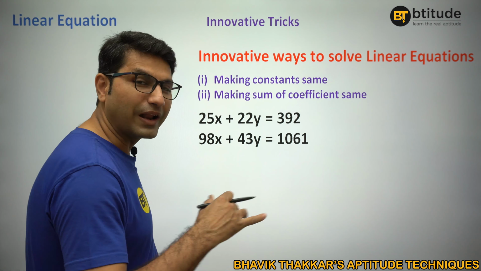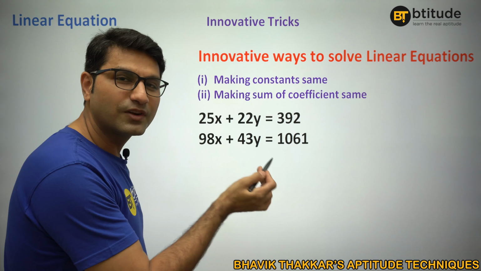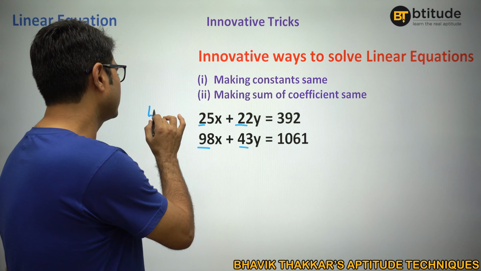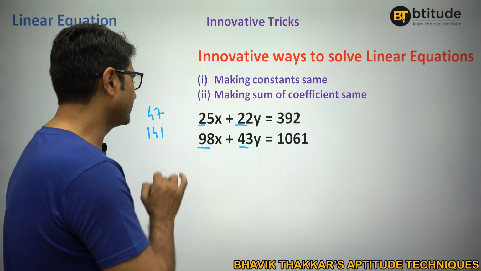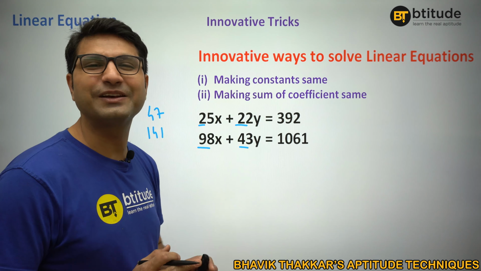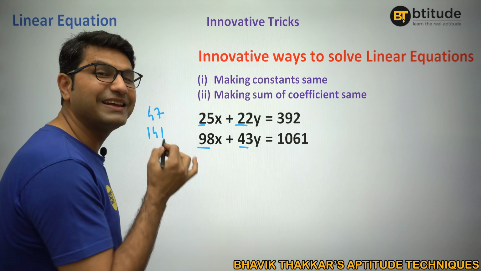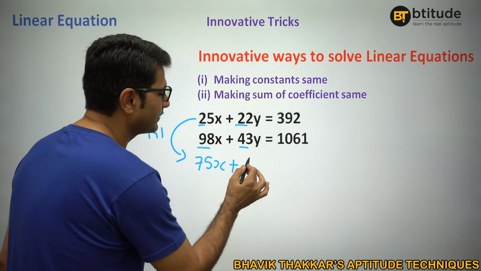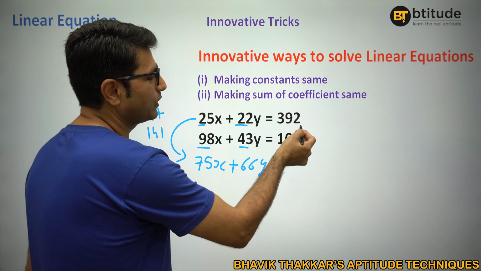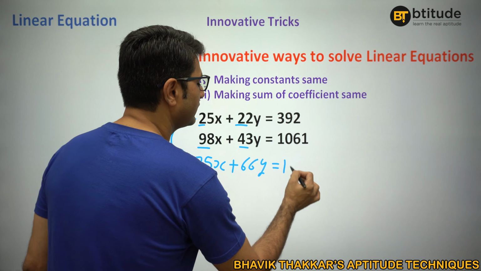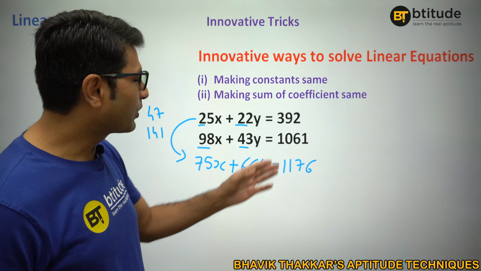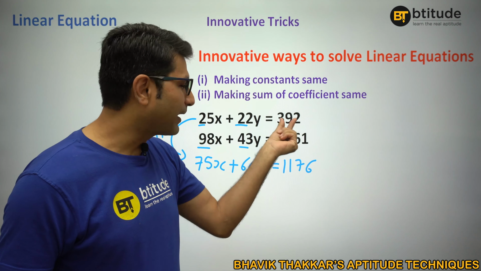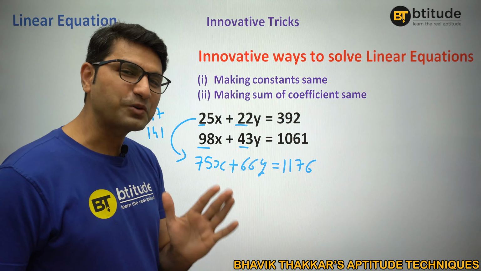So if you understand, look, last time the total was same, 272, but here this one is 47 and this one is 141. So it's not same, but it's easier to make them same. If you multiply this 47 by 3, you get 141. So just multiply this by 3, you will get 75x plus 66y and is equal to, into 3 will be 1176, right? How I did? 400 into 3 minus 8 into 3, because this is 400 minus 8, right? So 400 into 3 is 1200 minus 24. There you go.